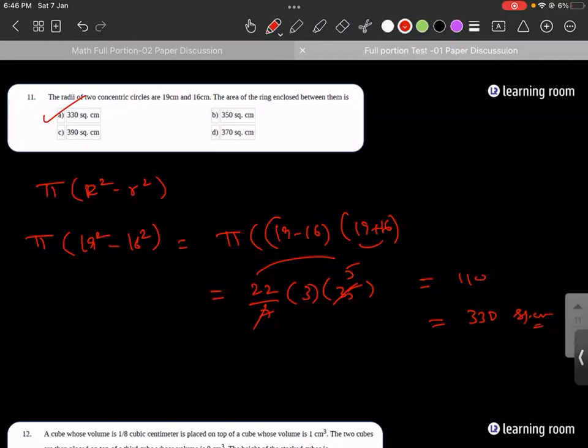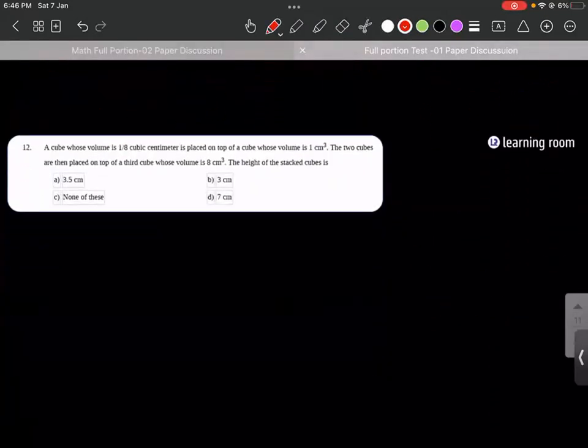All right. Perfect. So 12th one. A cube whose volume is 1 by 8 cubic centimeter is placed on top of a cube whose volume is 1 centimeter cube. The two cubes are then placed on top of a third cube whose volume is 8 centimeter cube. Then the height of the stacked cubes is.